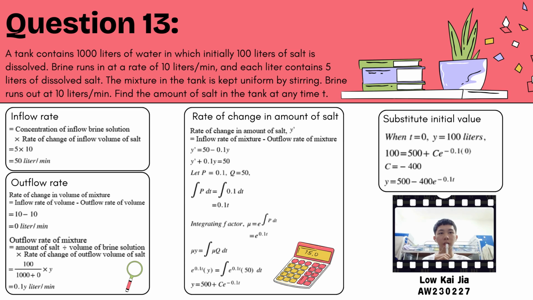After integrating the equation for the rate of change in the amount of salt, the function for the amount of salt is found. The constant is calculated by substituting the initial value of the amount of salt.